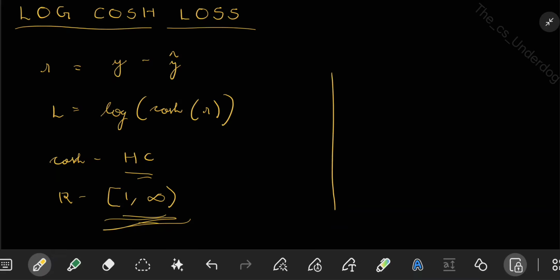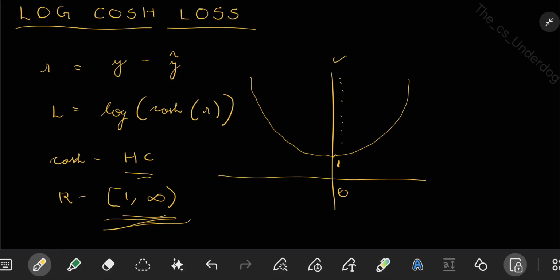I'll just draw the graph. If the graph of Cosh is drawn, it will look something like this. If this is 0, then from here it will go upwards on both sides. So it will look like a smooth U curve. It is similar to a parabola, but it grows faster. Okay, this is the Cosh function. So the main point you have to understand is that it starts from 1 and it goes till infinity, and it is always positive. If you give negative values, then also the function gives you a positive value.